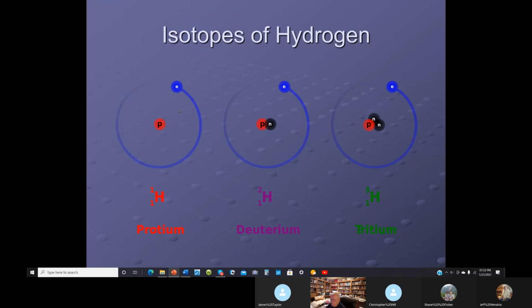Now, at first, when they were separating the elements out, they thought that these different isotopes were different elements. So they gave them names. The isotopes of hydrogen have names. The other isotopes don't have names. I don't know of any that do. James, do you know of any other isotopes that have names other than hydrogen? No, I do not. Okay.